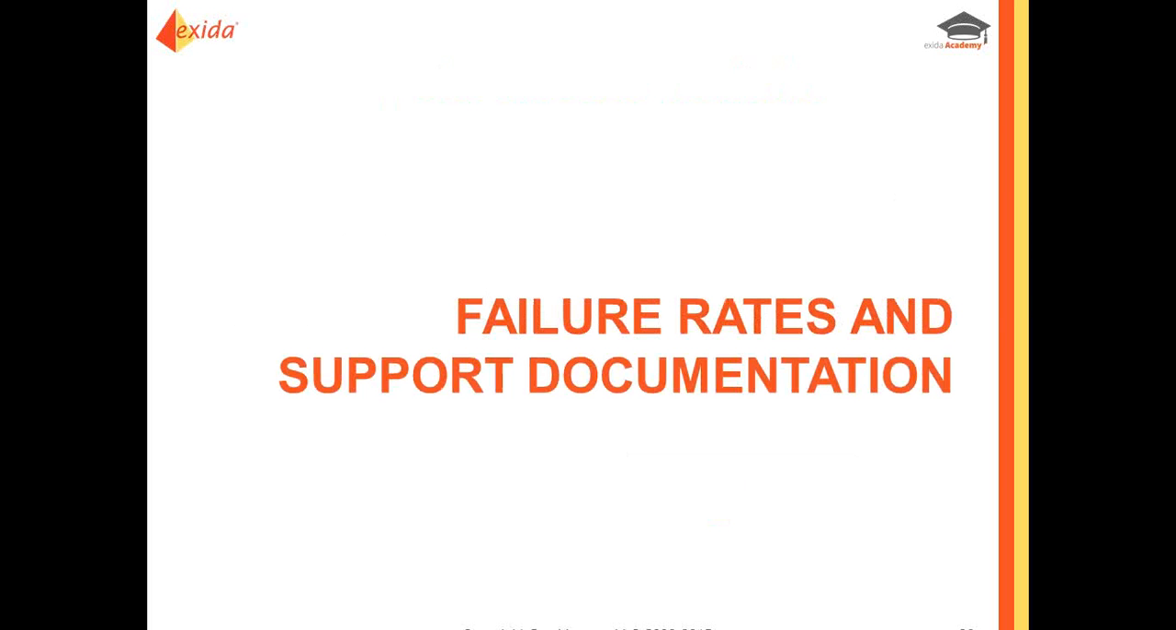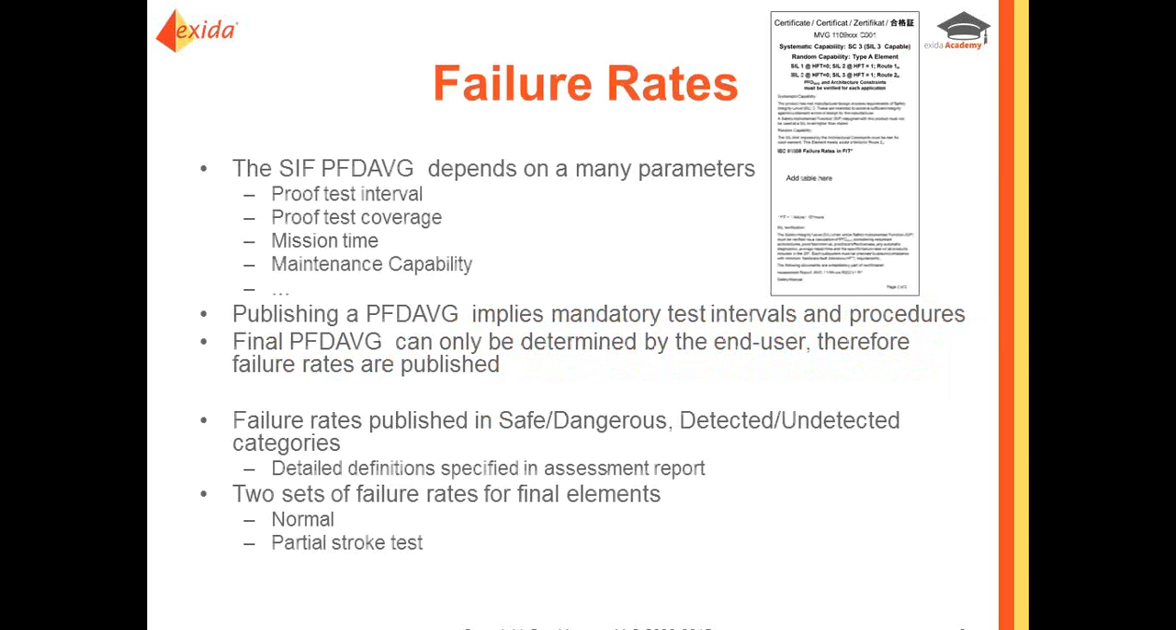The next section, which is extremely important, is the failure rates and support documentation section. On the back of the certificate, we list our failure rates. This section is where the add table here section would be, in the very middle of the page.